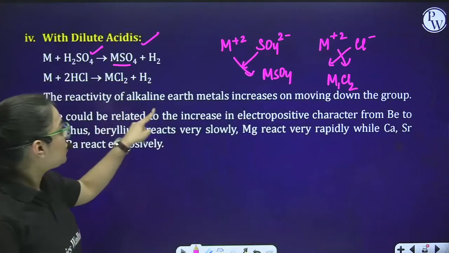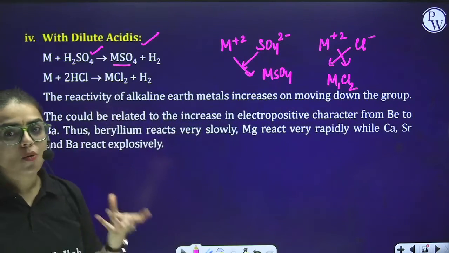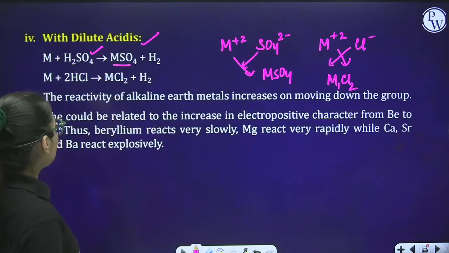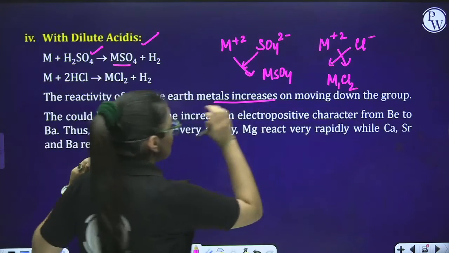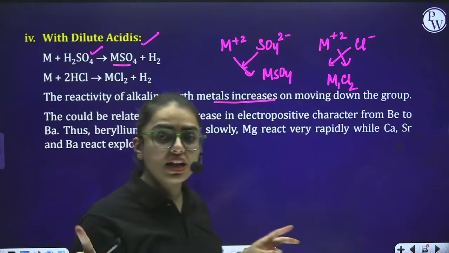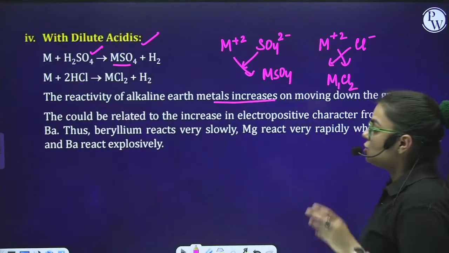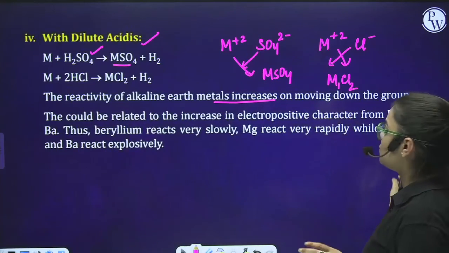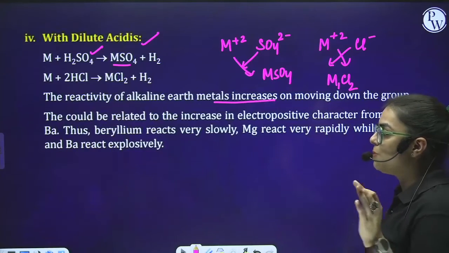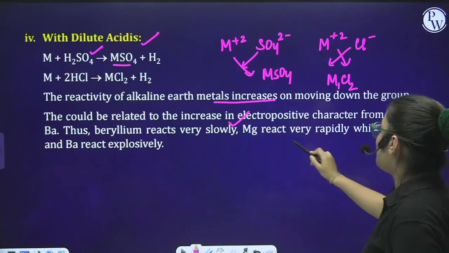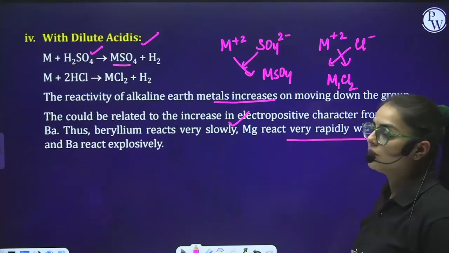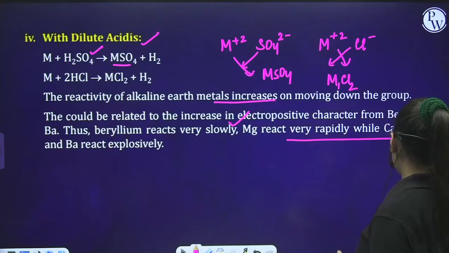Now the reactivity of alkaline earth metals increases on moving down the group. Remember this part. Reactivity is inversely proportional to stability. The more the reactivity, the less stable it is, right? This can be related to the increase in electropositive character from beryllium to barium. Thus beryllium reacts very slowly. Magnesium reacts rapidly, while calcium, strontium and barium react even more vigorously, respectively.